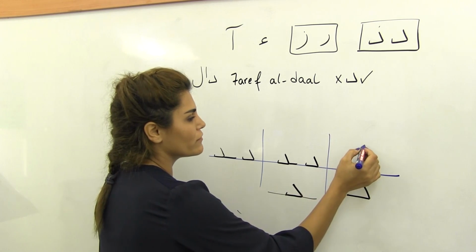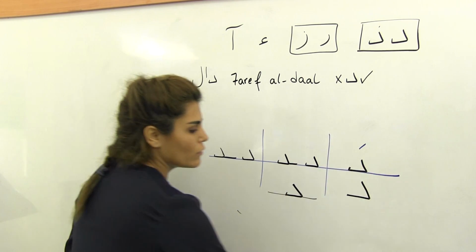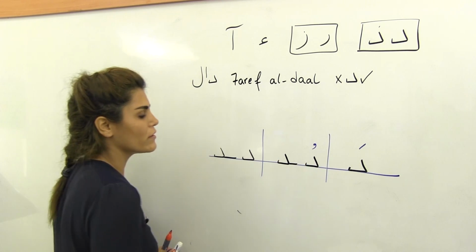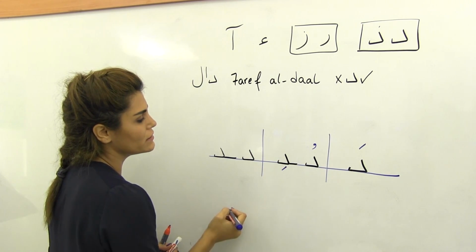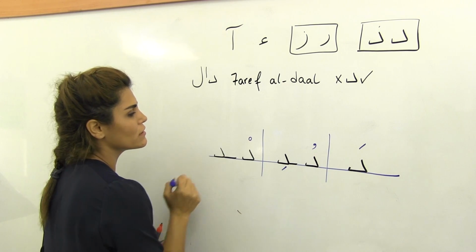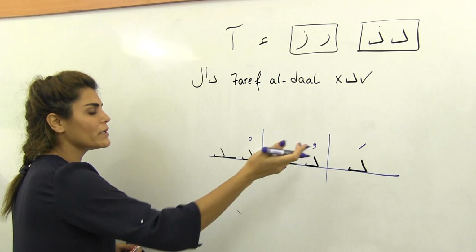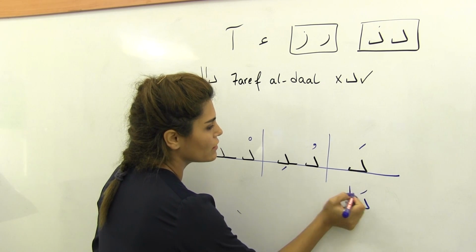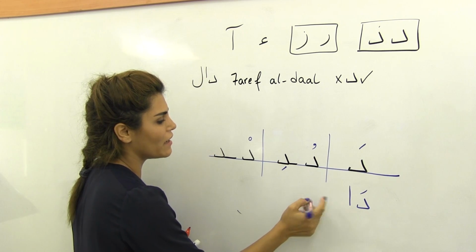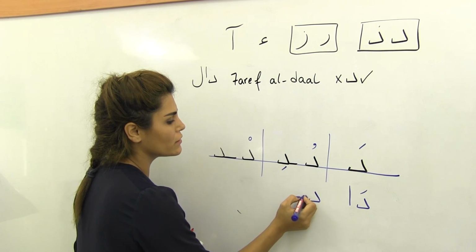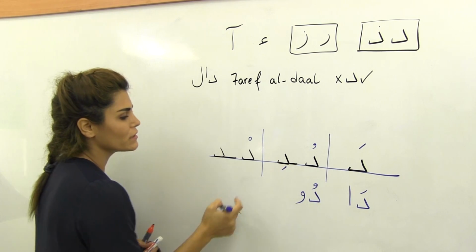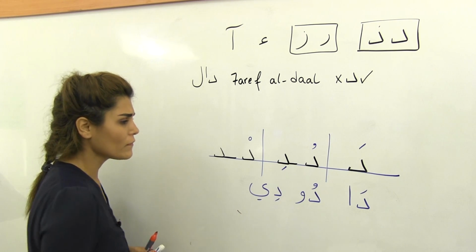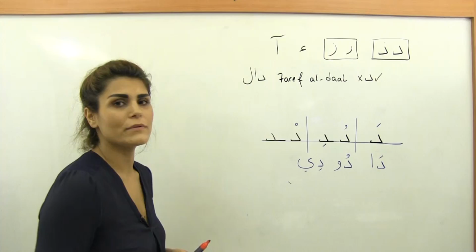This letter with fatha is da. With damma should be du. With kasra is di. With sukun is d. Now the comparison between short vowel and long vowel, it becomes da and daa, du and doo, di and dee. This is the letter. Let's take some examples to read it.